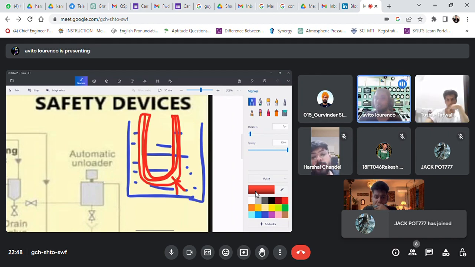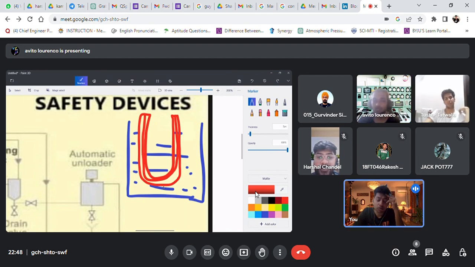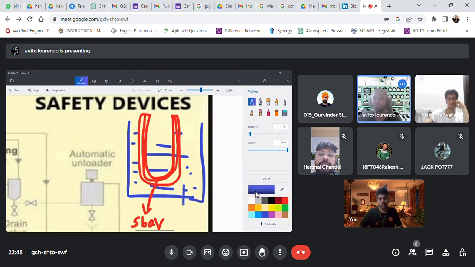So this is the leak that he's talking about: this pipe starts leaking, not the casing. We're talking about the leak from the 5 bar pressure pipes to the 1 bar pressure, from 5 bar to 1 bar. So this is 5 bar and this is 1.